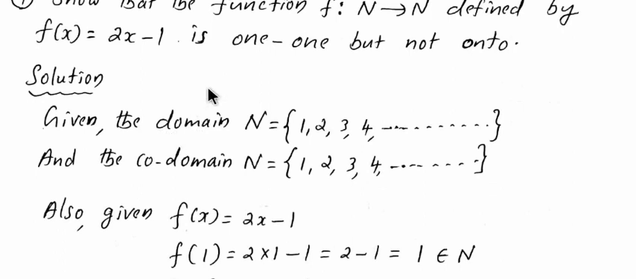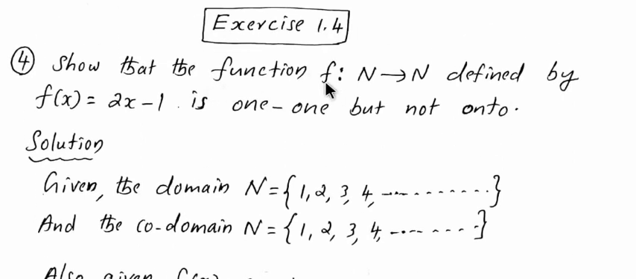First write the domain. Here the function is f mapping N to N, which means the first N is the first set and the second N is the second set. N is the set of all natural numbers, and this N is also the set of all natural numbers. Therefore the domain is N and the codomain is also N. Given the domain N is the set of natural numbers 1, 2, 3, 4, etc., and the codomain N is again the set 1, 2, 3, 4, etc.